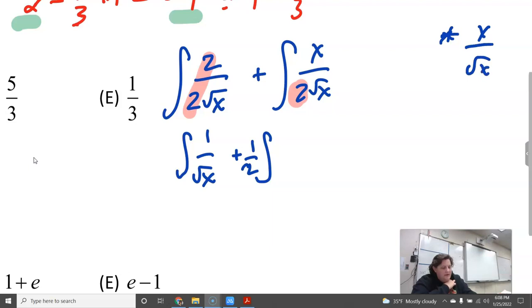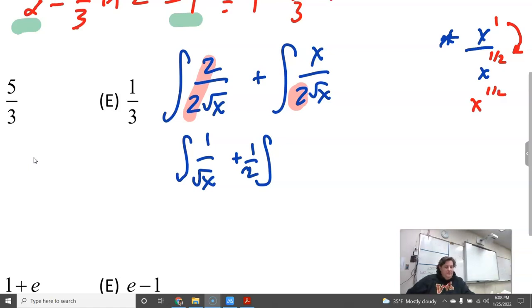X over square root x. This is x to the first, right? A square root is x to the 1/2. And when I'm dividing, I subtract. 1 minus 1/2 is 1/2. So this actually becomes x to the 1/2. Now this, when I bring that up, if I bring that up, it was x to 1/2 on the bottom. It becomes x to the negative 1/2. Crazy, right? That is like x to the first over x to the 1/2, which is x to the 1/2.